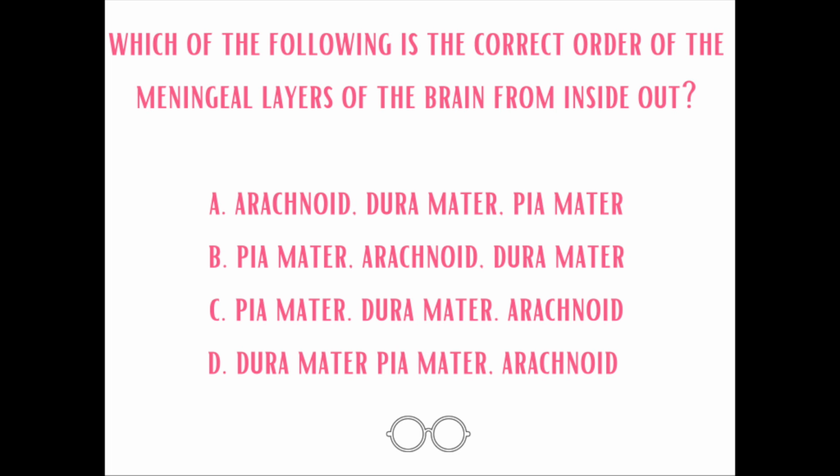Number 29. Which of the following is the correct order of the meningeal layers of the brain from inside out? So starting from the inside, going outwards. A, the arachnoid, dura mater, and then the pia mater. B, pia mater, arachnoid, and then the dura mater. C, starting with pia mater, then dura mater and arachnoid. D, starting with dura mater on the inside, pia mater, and then arachnoid on the outside.